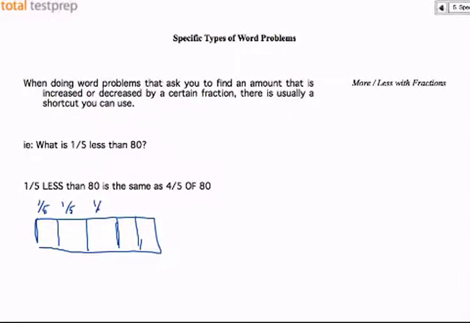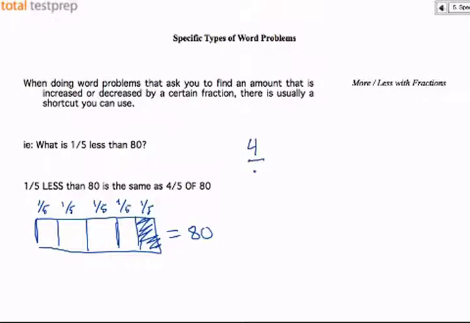This is 1/5. This may be a long cake with 5 parts to it, and this entire thing is equal to 80. If you want to find 1/5 less than this, you just get rid of one of the fifths, and you're left with 4/5. So 1/5 less than 80 is the same as 4/5 of 80.